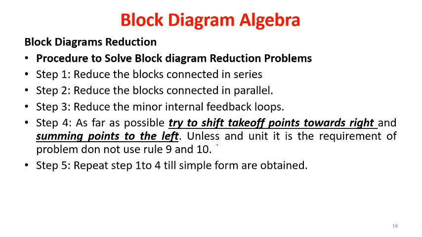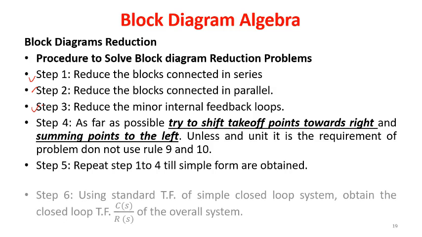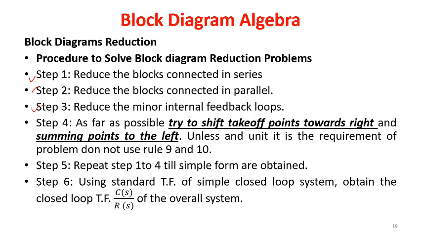Step 5, repeat the step 1, step 2, and step 3 process using the takeoff point shifting or summing point shifting methods, and try to simplify the problem. Lastly, using the standard transfer function of a simple closed loop system, obtain the closed loop transfer function in the ratio of C of S by R of S for the given overall system.